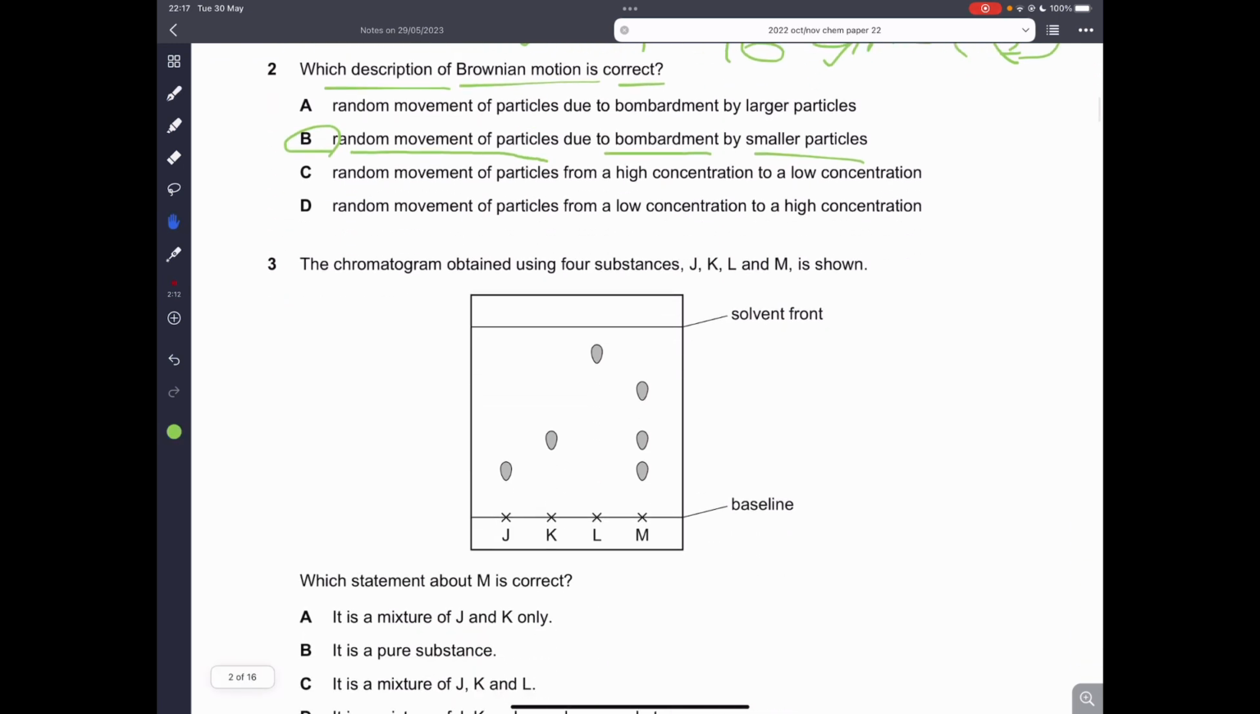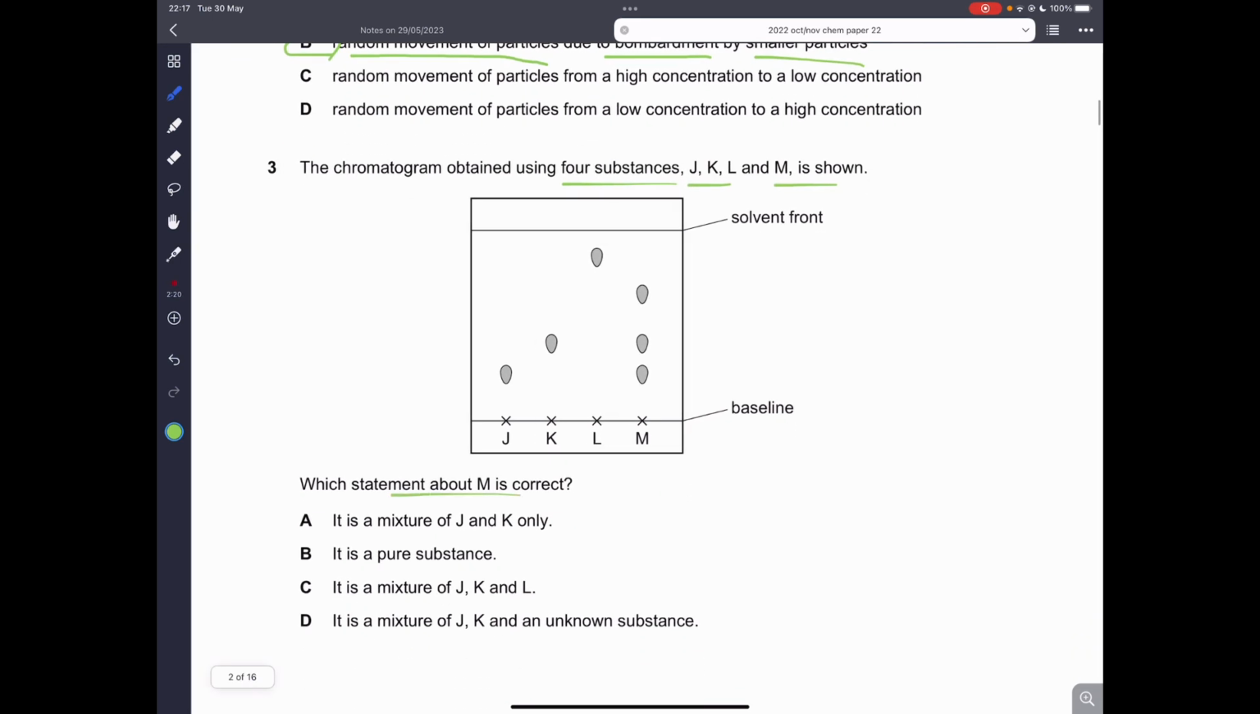Number 3. The chromatogram obtained for four substances, J, K, L, M, and N, is shown. Which statement about M is correct? Well, it is a mixture of J and K only. No, this is wrong. It is a pure substance. No. If it's a pure substance, it would only come out as one of the things on the diagram. So here, it's not a pure substance. As you can see, there are three substances that are being separated. Now, it is a mixture of J, K, and L.